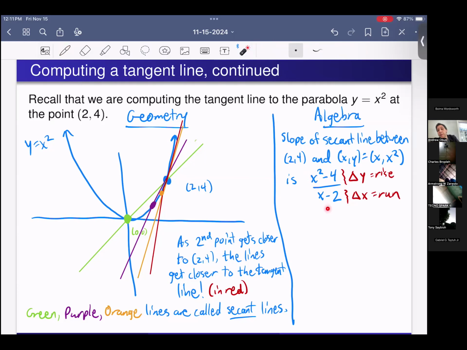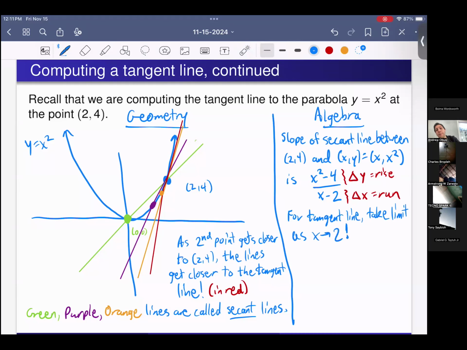Well, this is how you'd figure out the slope, because you know how to figure out the slope of a line between two points. So the only thing that makes this different, what makes this calculus instead of algebra, is that we're now going to take the limit as x goes to 2, because as x goes to 2, that's what's saying that this point is getting close to 2, 4. So for the tangent line, all you have to do is take the limit as x goes to 2.